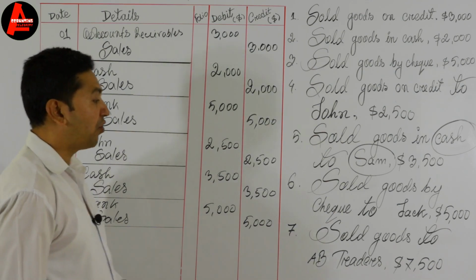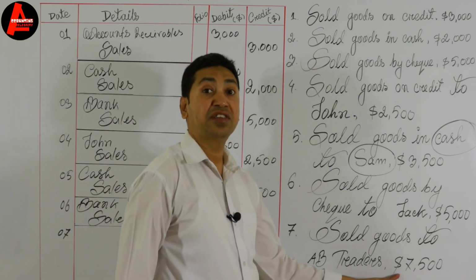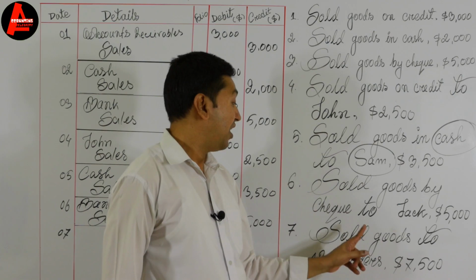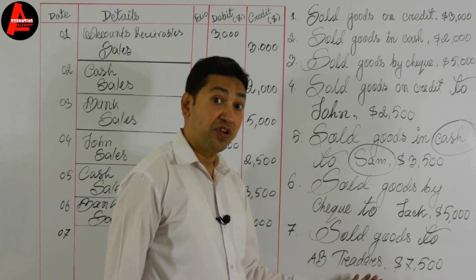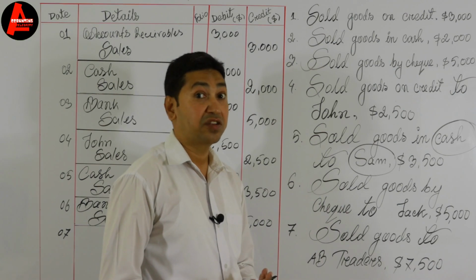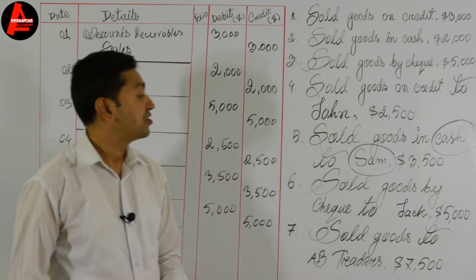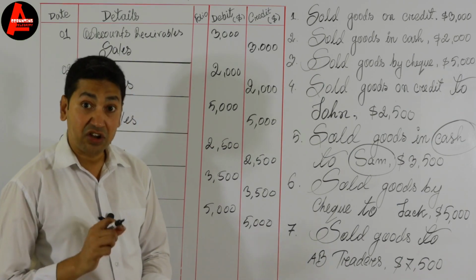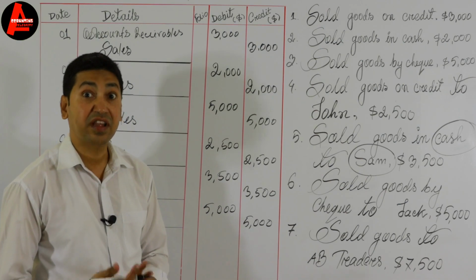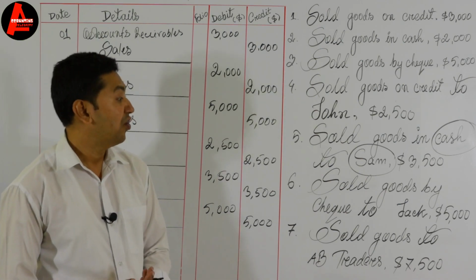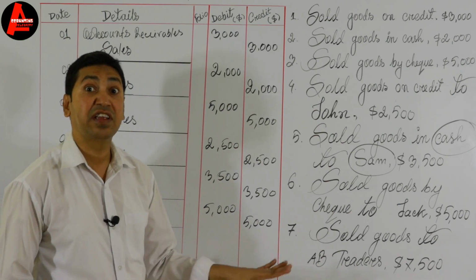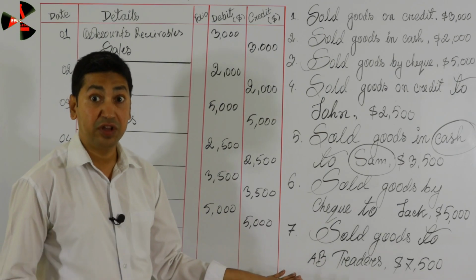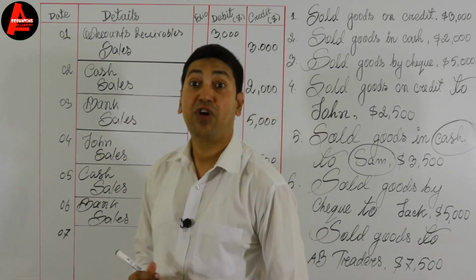Number 7, sold goods to AB Traders, $7,500. Here it is not mentioned whether the goods were sold on credit or in cash. It is not stated clearly. So how do you understand whether you received money or not, whether it is on credit or not? Nothing is mentioned, nothing is clear here. In this case you can consider this transaction as cash or as credit. Whatever you want you can do, but you need to write a narrative here.